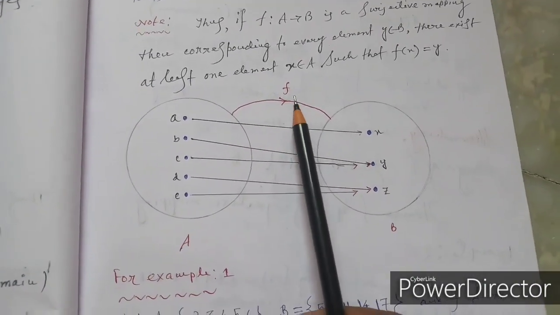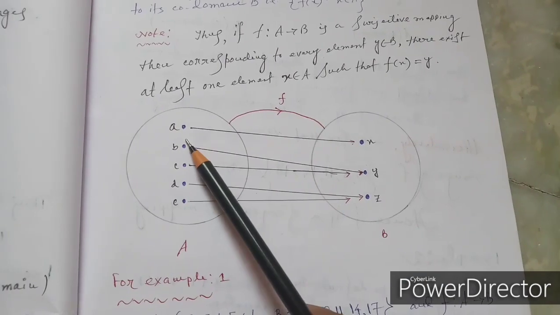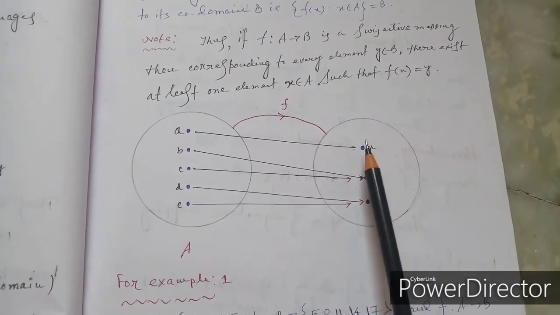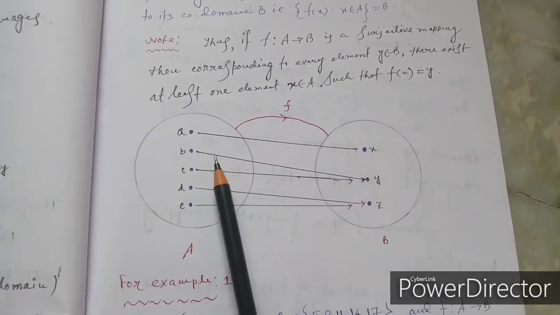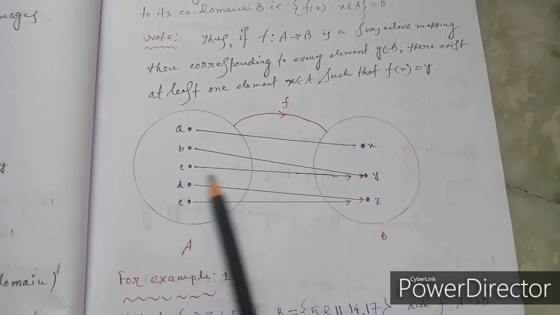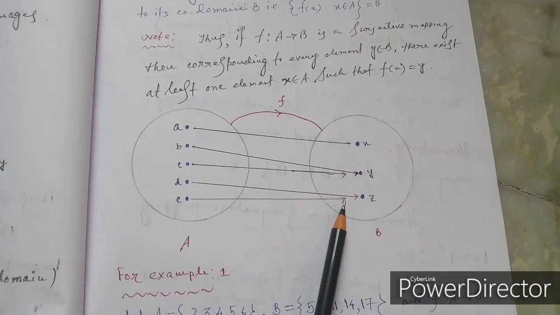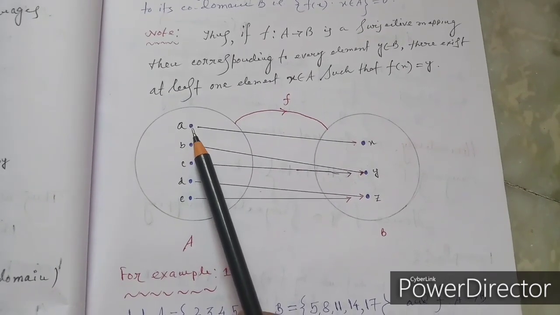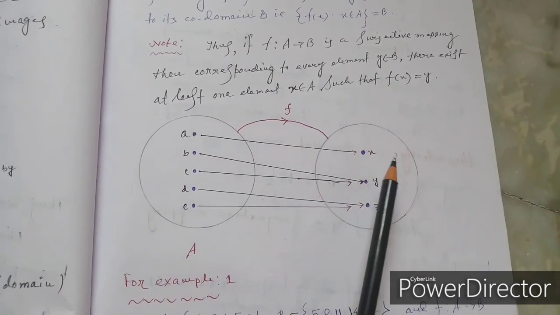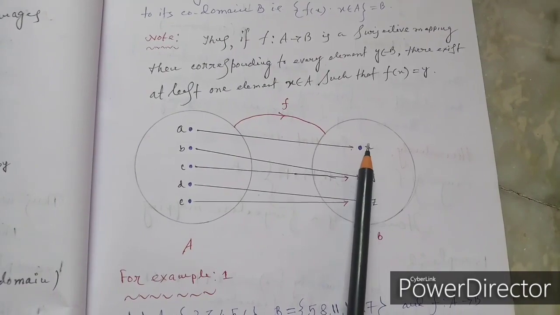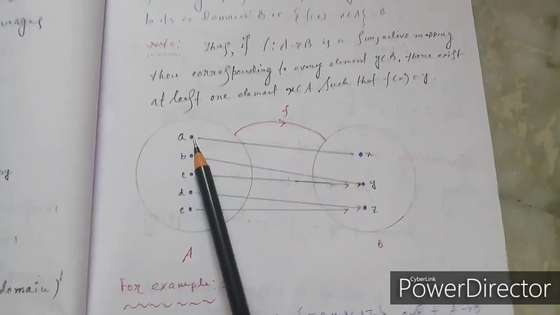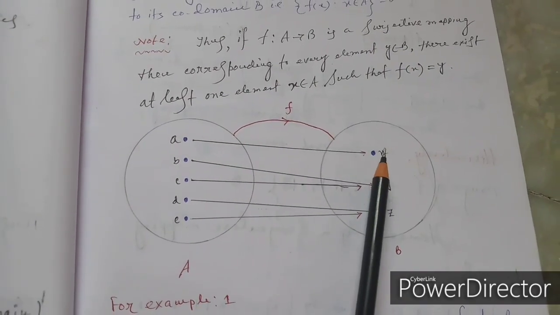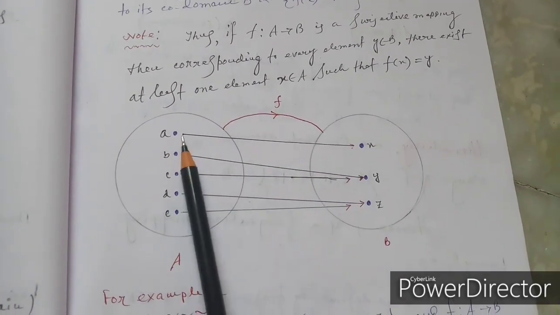So now consider this figure. f is a mapping from A to B. A has elements a, b, c, d, e, and B has elements x, y, z. Look at that. a goes to x, b goes to y, c goes to also y, d goes to z, e goes to z. So what is the image of a under f? x. So the pre-image of x under f is a. Got it? Since the image of a under f is x, the pre-image of x under f is a.